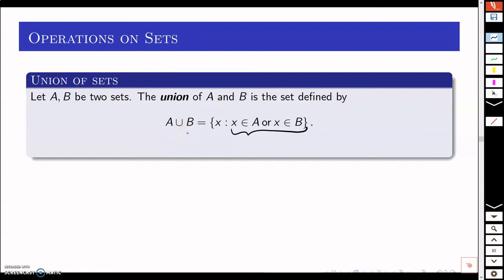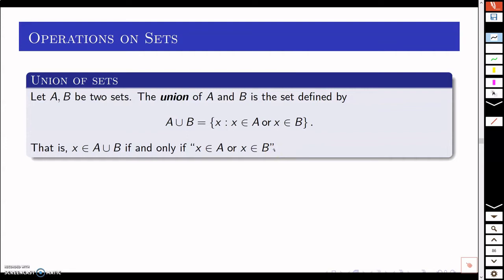Now that is the same as saying a point X will come in A union B if and only if, it's a definition, the union of two sets, and we have seen that definitions are nothing but if and only if statements. So I can also restate this as: X belongs to A union B if and only if X belongs to A or X belongs to B. So this is just another way of writing it. So this is the union of two sets.